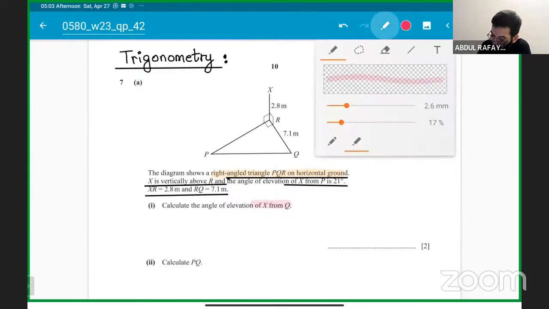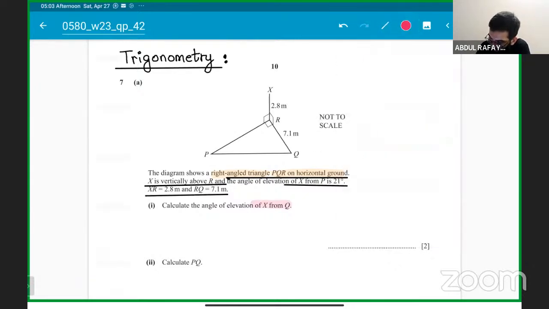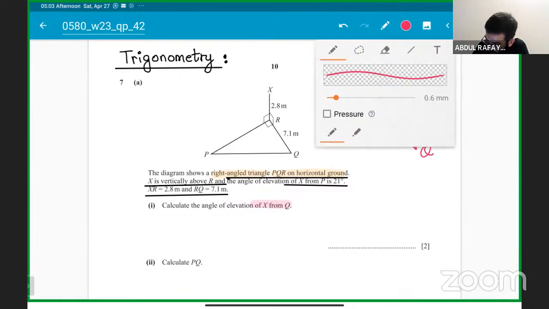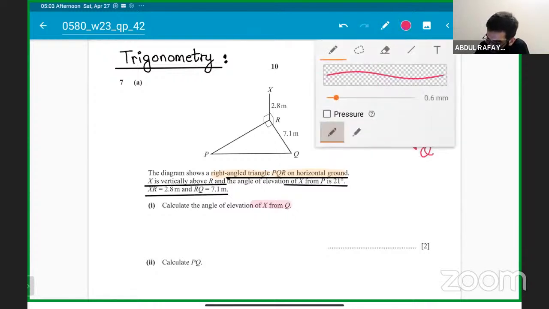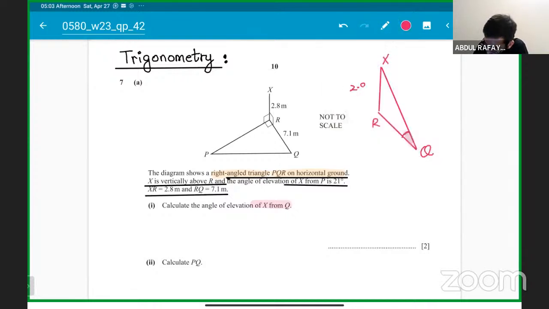So it's nothing difficult. What we need to understand, let me make it for you guys here. Separate diagrams, okay? XRQ means this is X, this is R, and this is Q. We just have to find this angle, students. This is called the angle of elevation of X from the Q. So this is what they are looking at, okay, students? You have already got the measurements. This is 2.8 meters, and that is basically 7.1 meters, okay?